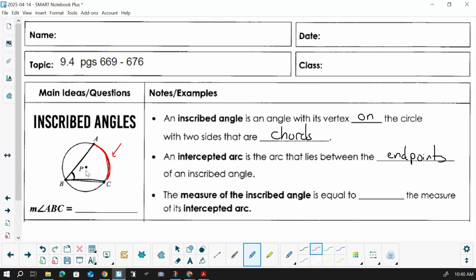is exactly 2 times bigger than this angle. Instead of being equal, like a central angle, it's twice as big. The measure of the inscribed angle is equal to half the measure of the arc, right? So that's the same thing. The arc is twice as big. That means the angle is half as big as that, okay?